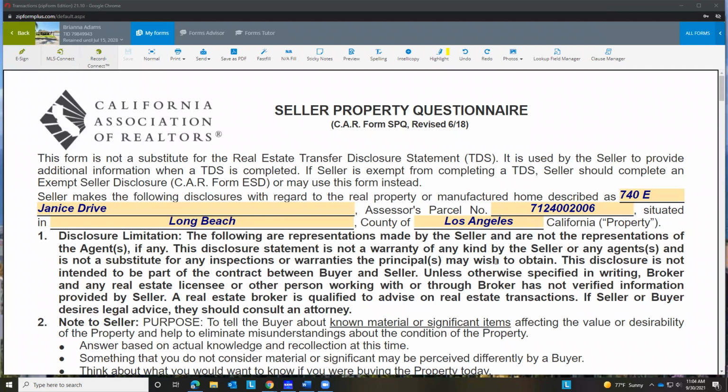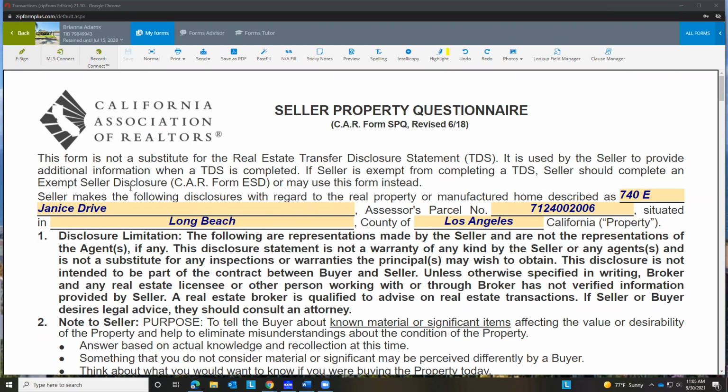You're welcome. Okay, so we're going to start today with the seller property questionnaire. This form is going to be updated in December, but they're really only adding 2 questions to it, so don't be too worried.